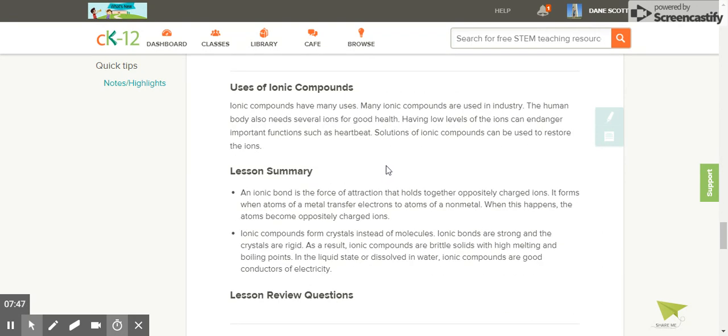Ionic compounds have many uses. Many ionic compounds are used in industry. The human body also needs several ions for good health. Having low levels of the ions can endanger important functions such as heartbeat. Solutions of ionic compounds can be used to restore the ions.